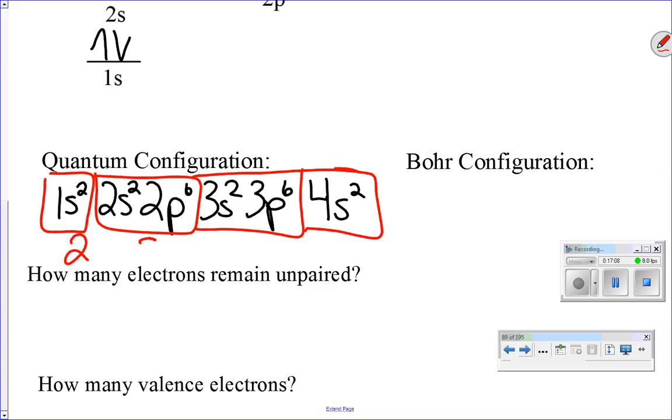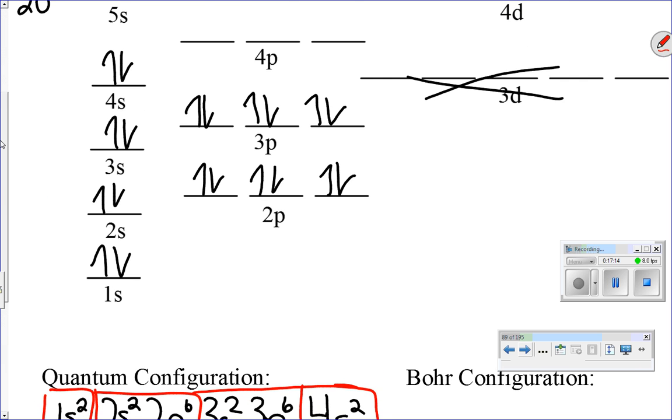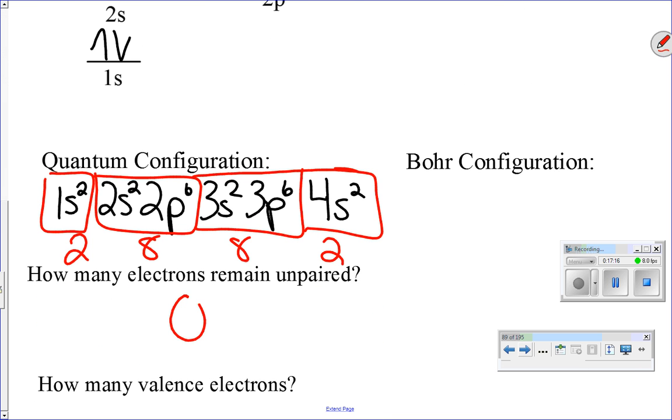So this gives us 2, 8, 8, 2. We want to look at how many electrons remain unpaired. We have 0 unpaired electrons. Our valence shell is our highest PEL, which is 4. And we have 2 valence electrons. And that totally agrees with everything that we would see using your Bohr configuration.